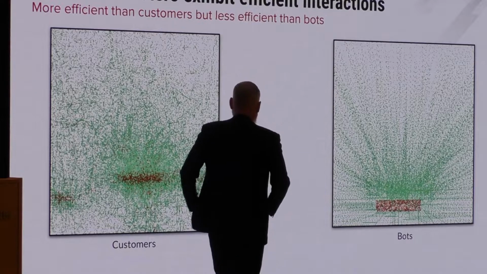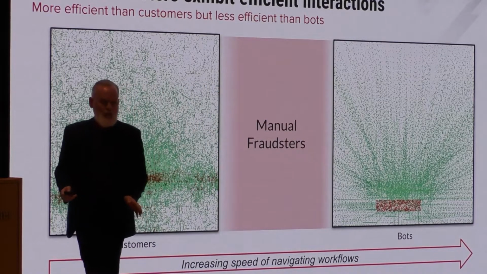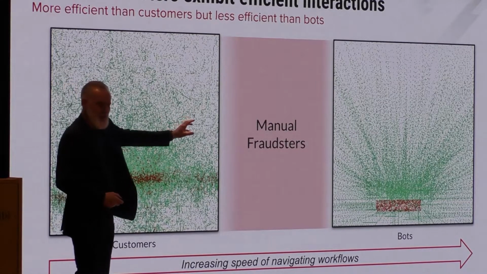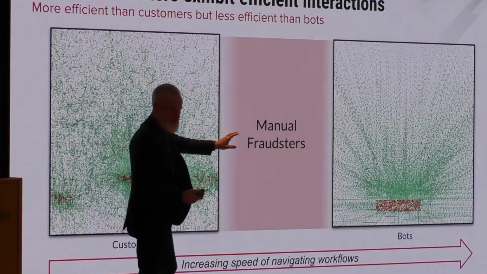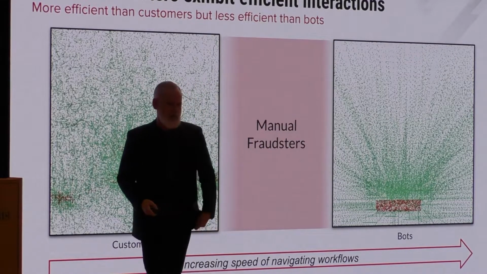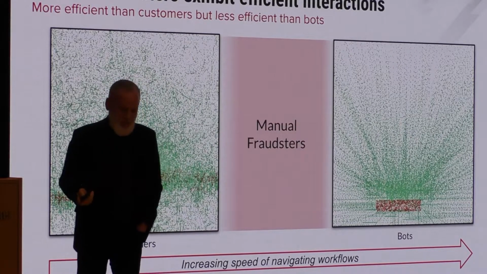Now, if we add to this kind of a left to right view of speed of navigating workflows, you'll find that the customers are kind of slow, the bots are really fast unless they intentionally add latency, but the bad humans are right in between when it comes to speed of navigating workflows. Let me give you an example.